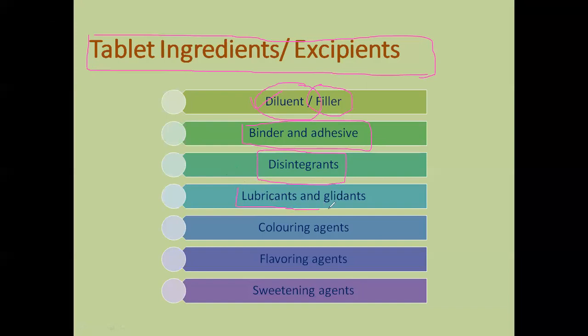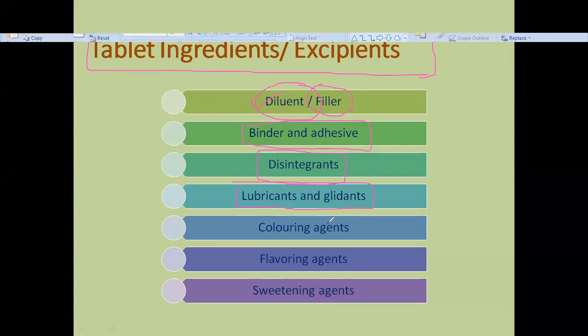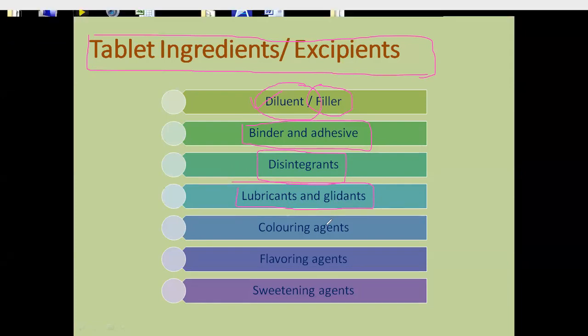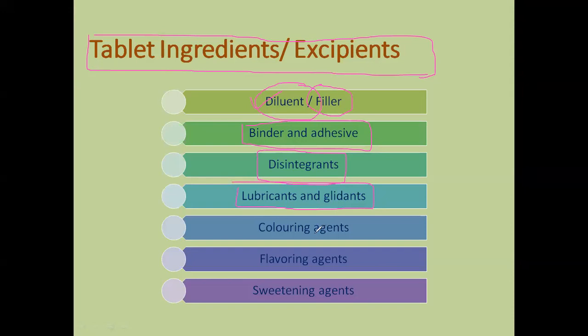Then the next types of excipients are known as lubricants and glidants. Now, this is a class where, for example, glidants are the agents which increase the flow properties of the powder or the granules.